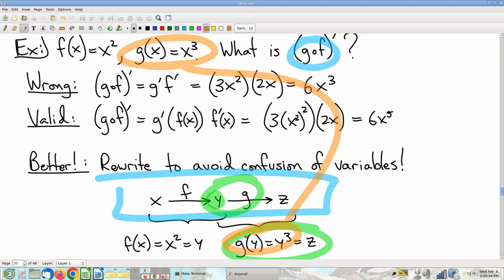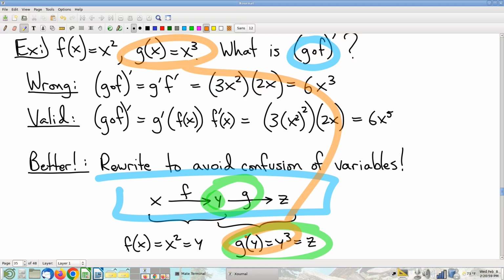Whatever you give me, I'm going to cube it. It's the same statement, I'm just renaming the whatever-you're-going-to-give-me. It's what we call a dummy variable. It's just a placeholder. And so don't use the wrong placeholder and create a confusion of variables problem with your composition.